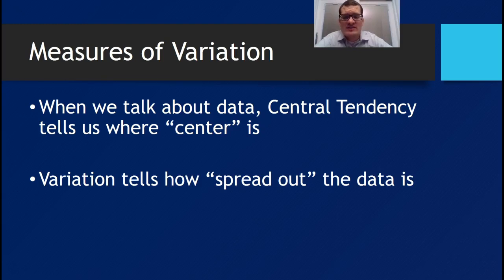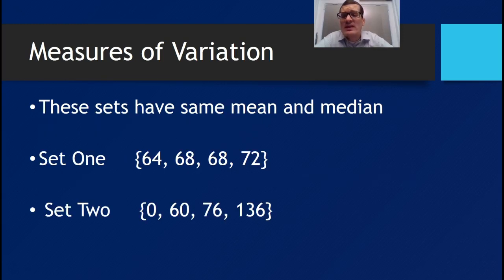So when I say spread out, I mean sort of numerically. If I just give you two sets of data, one is 64, 68, 68, and 72. It turns out that set 1 has a mean and a median which are both 68. If I give you another set, 0, 60, 76, and 136, the mean and the median of that set is also 68. So both sets have means of 68, and both sets have medians of 68.